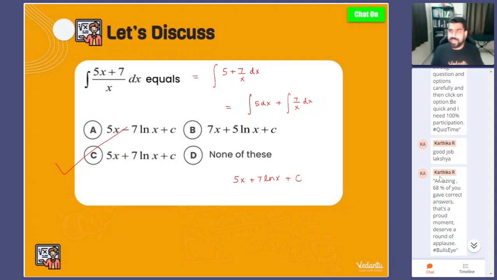I hope all of you are clear. Cool. So basically what you do, you take 5 outside this integral, right? Because it's a scalar. And similarly 7 outside the second integral because it is a scalar. So then you will end up with whatever I wrote here as the answer. I hope that makes sense.